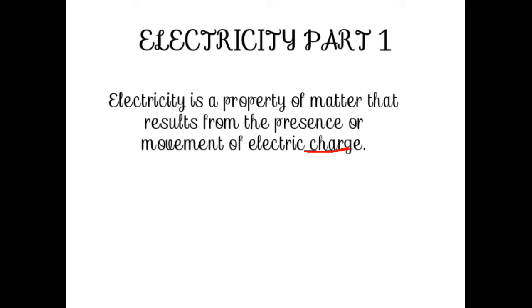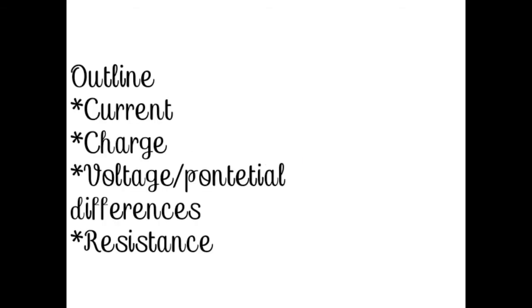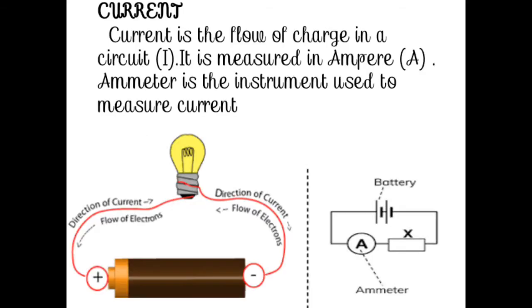So we have got this outline. We'll be looking at the current, charge, voltage or potential difference, and resistance. So we're going to start with current. What is current? Current is the flow of charge in a circuit. It is measured in ampere, and the instrument used to measure current is called an ammeter. So this is the ammeter here, used to measure the flow of charge in a circuit, or current.